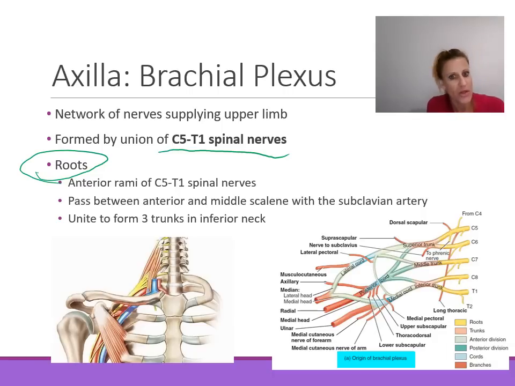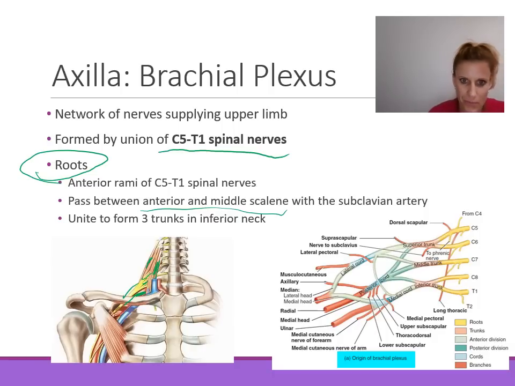These roots of the brachial plexus pass between the anterior scalene and middle scalene, along with the subclavian artery, and then unite to form three trunks in the inferior neck, which will then go in towards the arm. You can see that here. So here you can see the anterior scalene and the middle scalene. You can see the roots passing or emerging through these muscles along with the subclavian artery and then heading down towards the arm.